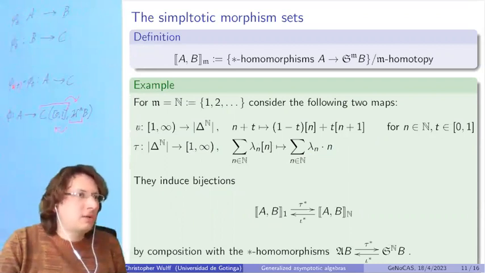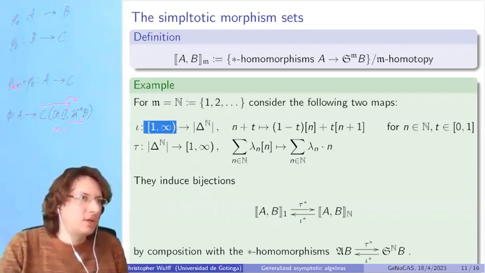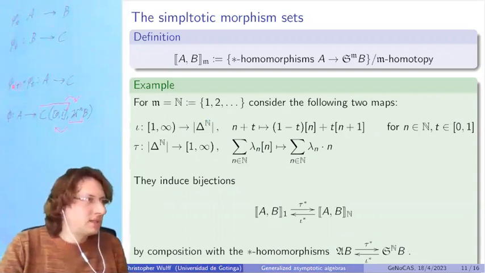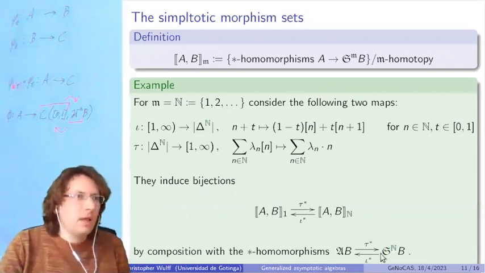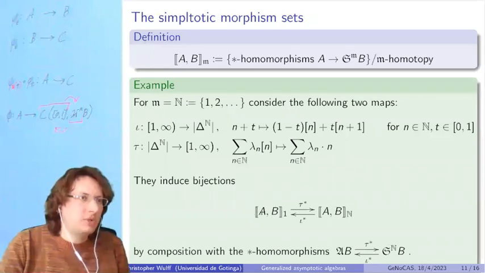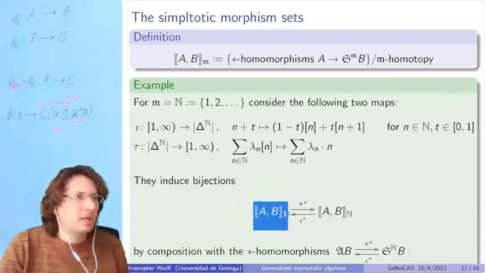And both of those functions, iota and tau, are compatible with the filters defining the C0 functions. So if we pull back a C0 function on the simplex, then we get a C0 function on this ray, and the other way around. So iota and tau actually define star homomorphisms on the quotients between the asymptotic algebras and the symptotic algebras with respect to this directed set, the natural numbers. If we take the composition with them, then we get two maps from the homotopy classes of asymptotic morphisms to the homotopy classes of symptotic morphisms, and the other way around. And they are actually bijections. That's the relation between the asymptotic side and the symptotic side: for this directed set, we get these bijections.